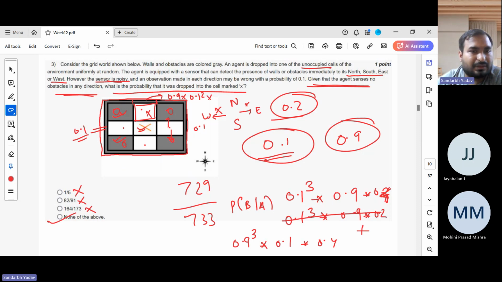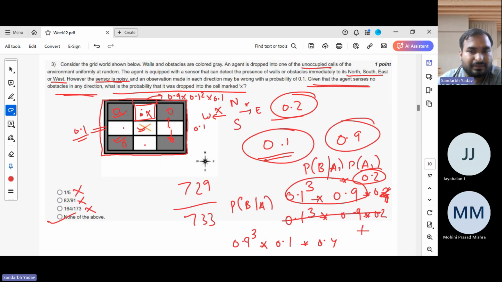And for south, we want an obstacle, but there is no obstacle. So again, we want the sensor to be wrong. So again, multiply by 0.1. So it becomes 0.9 into 0.1 cube. But this is the probability of B given A1, and the probability of A1 will be 0.2. So 0.2 into this entity.